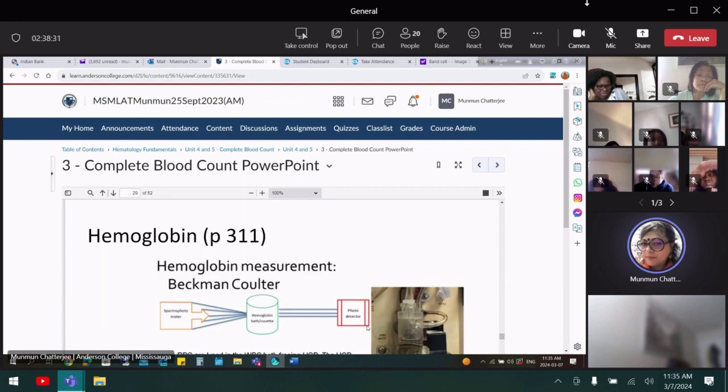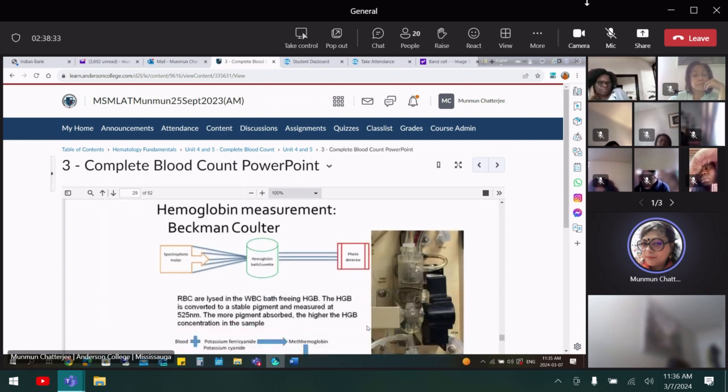So, hemoglobin measurement in the counter.